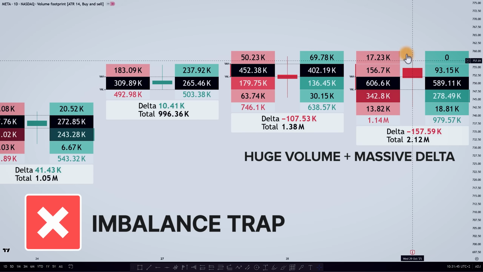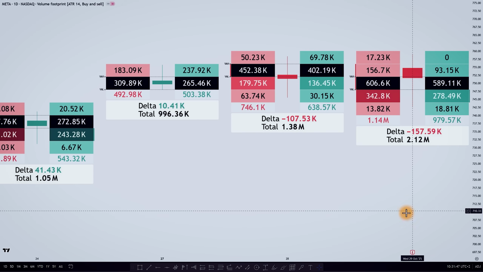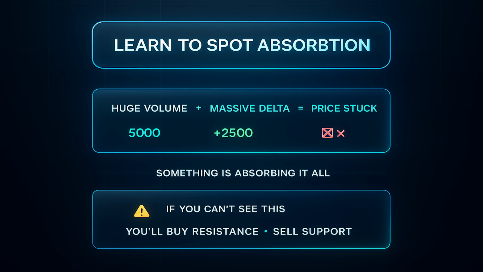Something is absorbing all that buying pressure, an invisible wall. And if you can't spot absorption, you'll keep buying into resistance and selling into support. Let me show you how to see it.